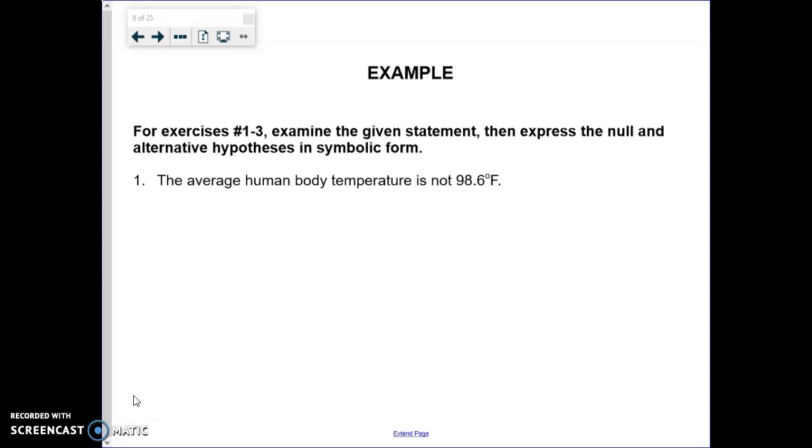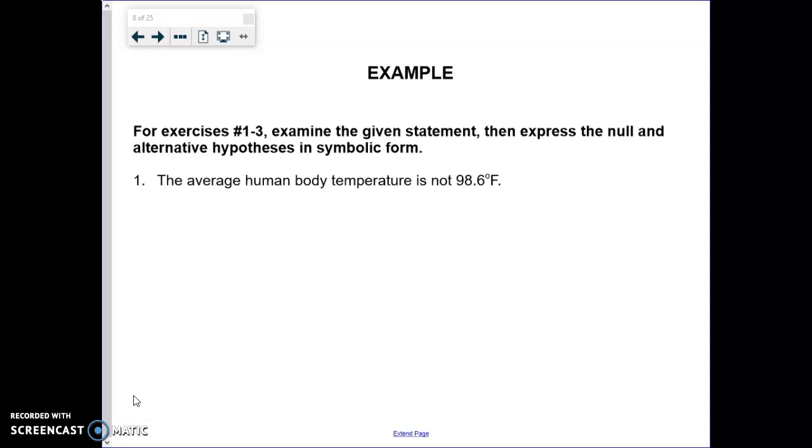Okay, so this is episode 3 of the Learning Target 11.1 videos. Given a statement, we want to be able to set up a null and alternative hypothesis for that statement in symbolic form. All right? So, we're going to make a statement that the average human body temperature is not 98.6 degrees.